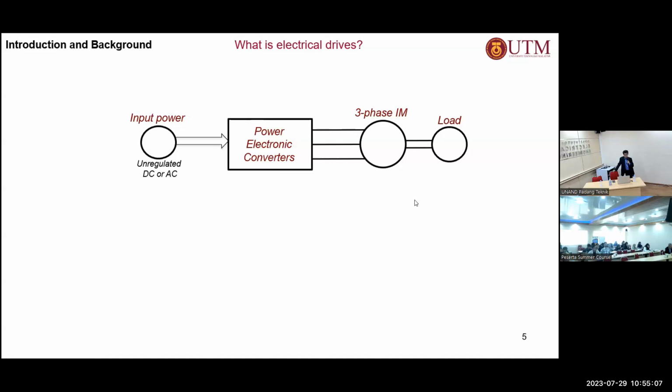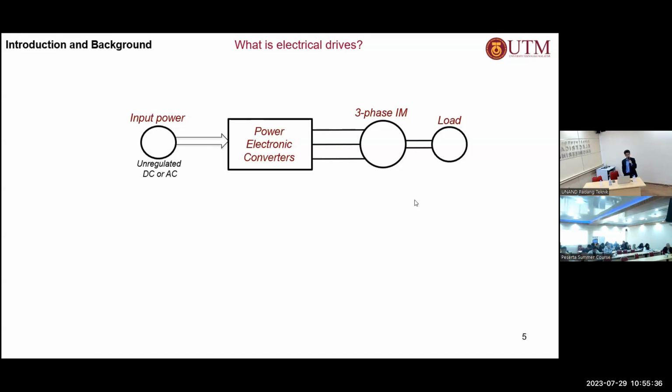The voltage can be an AC or DC source, but typically it is unregulated, which means that you have no control over it. It is unpredictable. It can come from the wind, for example a wind generator, or from photovoltaics, which is unpredictable and unregulated. And then you have to use this unregulated power to run the load.